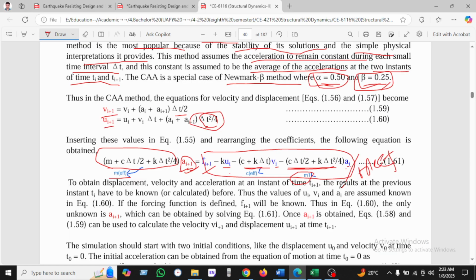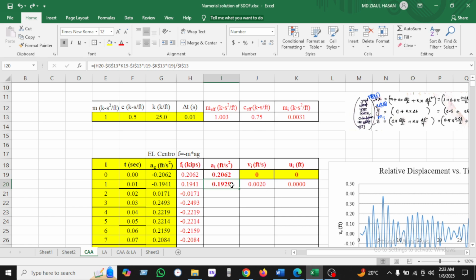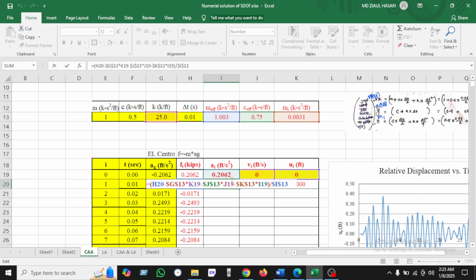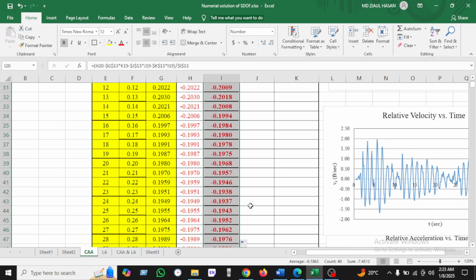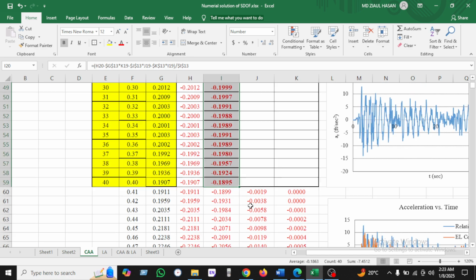Okay, and then divided by M effective, which is I13. So M effective is I13. We have found it here and put the value here, and in this way we will calculate all the parameters.